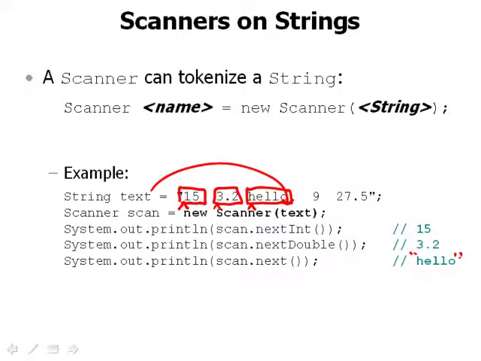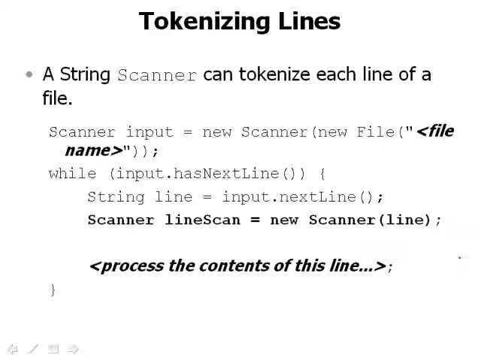So if you take these two ideas and put them together, the idea of line-based scanner input from a file and the idea of string scanning, you can combine those into a hybrid approach where you tokenize each line of a file. You make the scanner on the overall file, you read the lines one at a time, and then you make a second scanner that reads the contents of that line, that breaks apart the contents of that line. And that's a crucial idea for us to solve this problem.